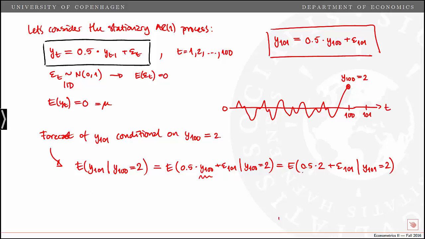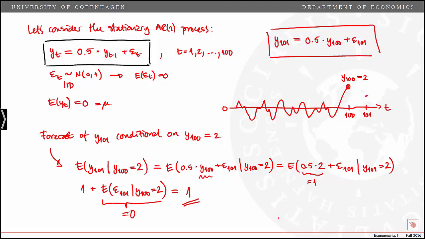So the first part here, that's just equal to 1. This is a constant, so the conditional expectation of 1 is just equal to 1, plus the expected value of epsilon_101, given that y_100 was equal to 2. And this term here, our conditional expectation of the shock epsilon_t at observation t equal to 101, that is equal to 0. So there's no information in y_100 about the expected value of epsilon next period. The conditional expectation is 0. So in the end, what we get here is a conditional expectation which is equal to 1.